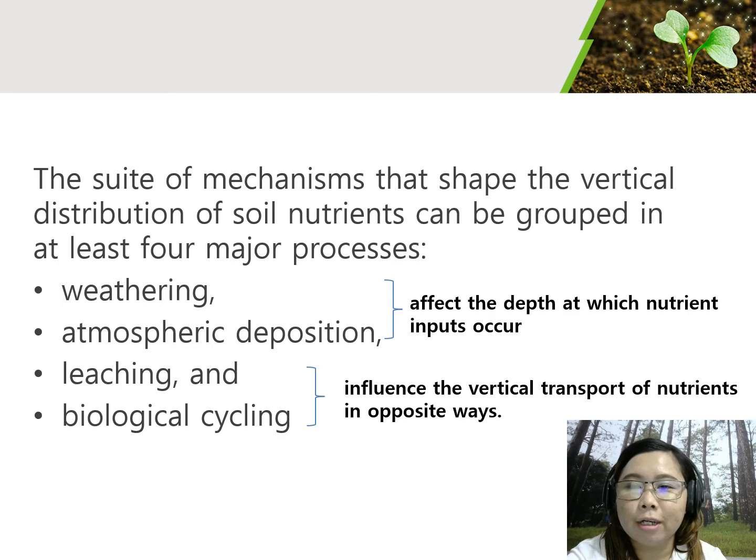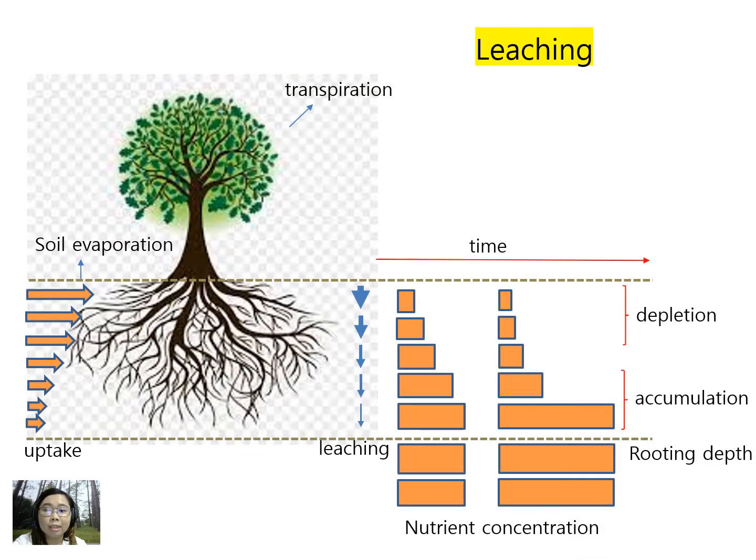Now I have here an illustration that can help you picture what's happening in the soil profile when it comes to the distribution of nutrients. Acting in isolation, leaching moves nutrients downward and may increase nutrient concentrations with depth. As you can see in this figure, the arrows indicate water inputs and outputs and vertical water fluxes at different depths.